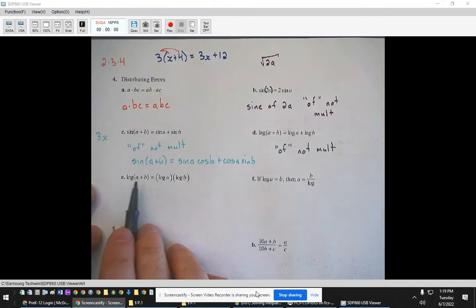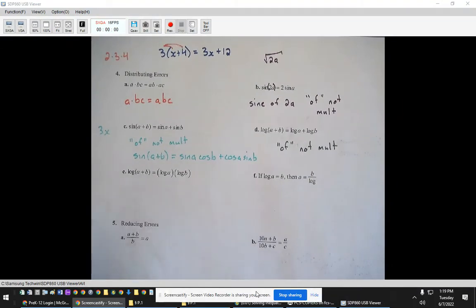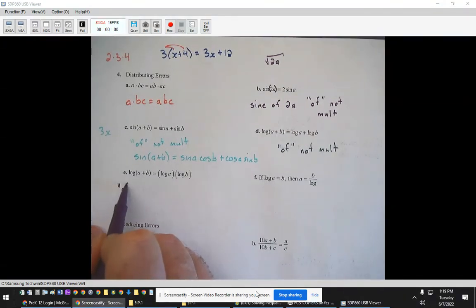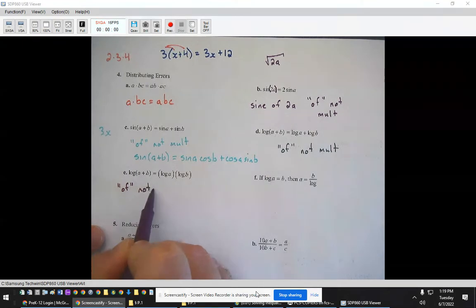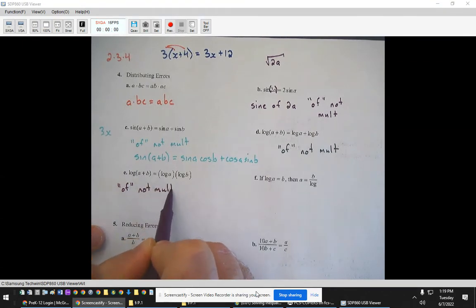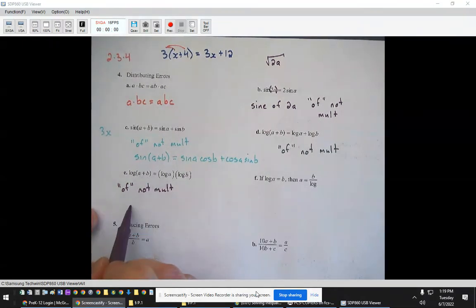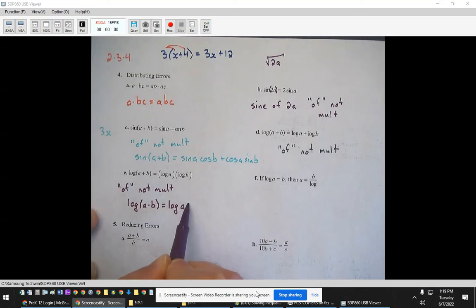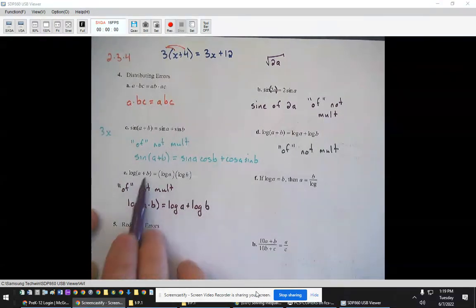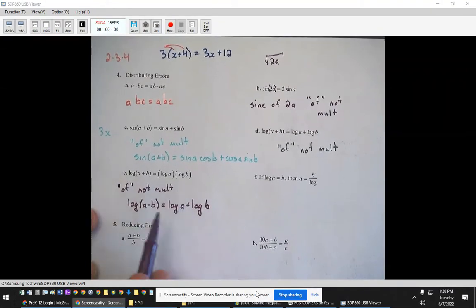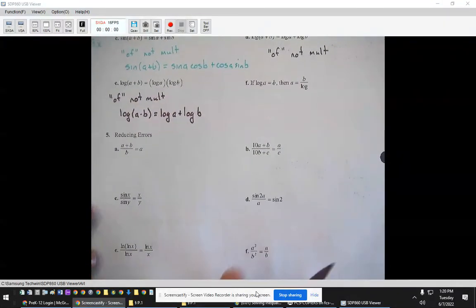Now there is a trick with this. This is, again, I'm going to rewrite it as of, not mult. Now, some people might see this and you might be thinking of a multiply thing. There is this multiply thing with log, but it kind of goes the other way. This is legal. So if it was log of a times b, then you could split them up into their own logs, but it doesn't work that way for addition.